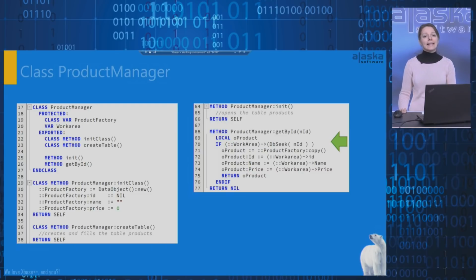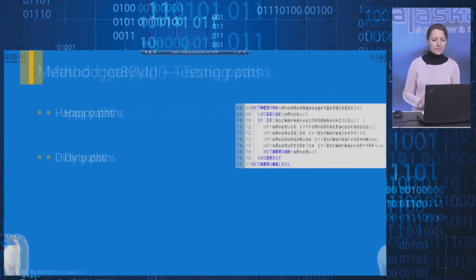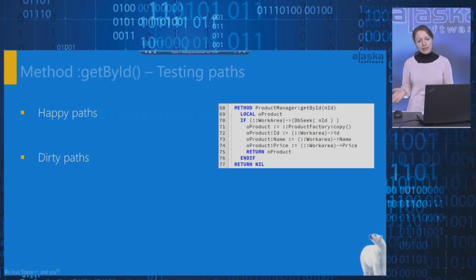Since the class Product Manager needs to communicate with the database, we can write some integration tests here. And I would like to test the method getById here. And now the question is, which testing paths can we go through in this method? Let's look at them. On the right side, we have our method under test, getById. And on the left side, I will list possible testing paths.